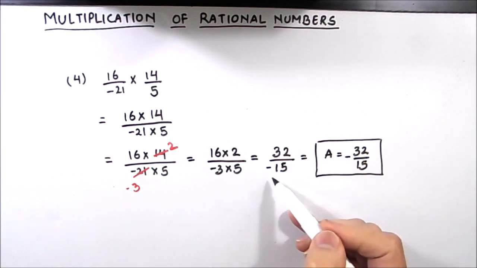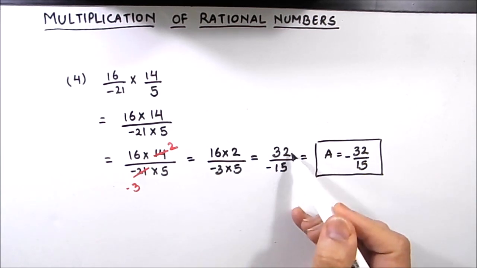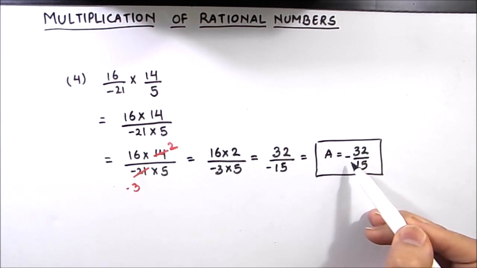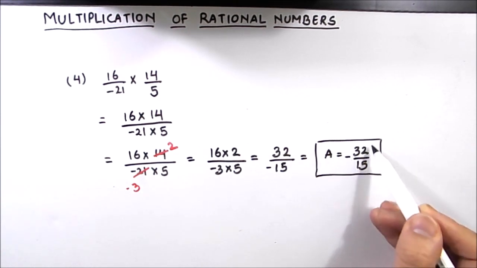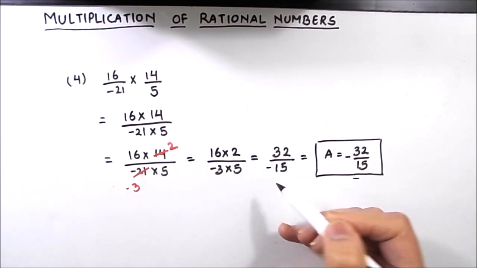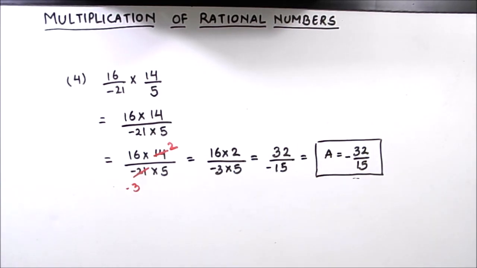The negative sign, whether it is in the numerator or denominator, it will be with the rational number. So you can put the negative sign in between to show that it is with the rational number, or you can even show this in the denominator or in the numerator. So this is how we do multiplication of rational numbers.